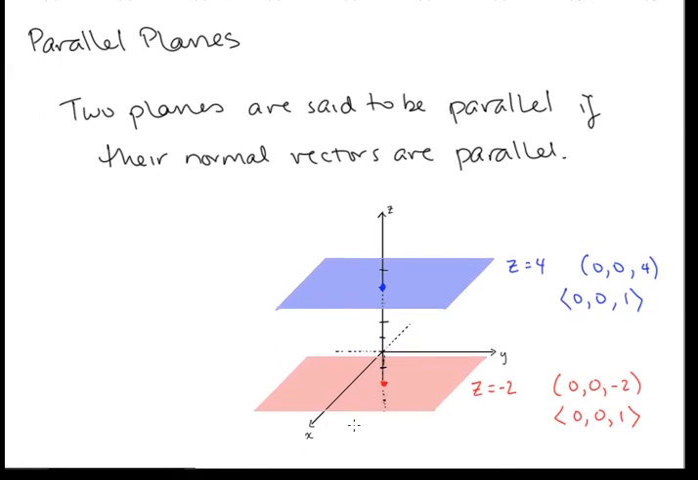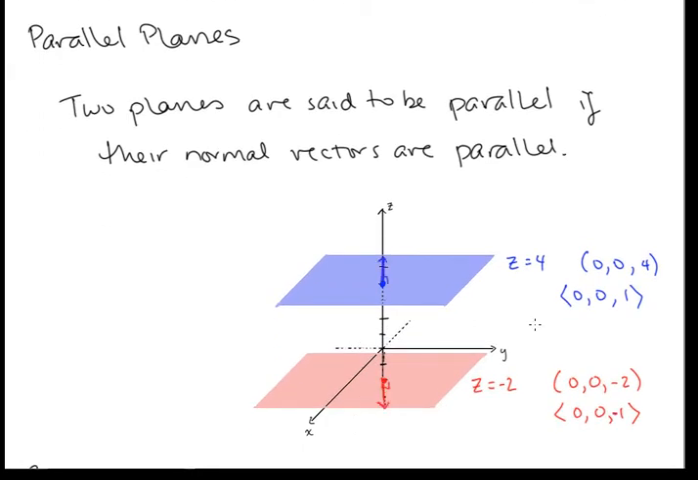Now let's talk about parallel planes. Two planes are said to be parallel if their normal vectors are parallel. The easiest example to visualize, I think, would be two different z constant planes. So for example, we have z equals 4 and z equals negative 2. Intuitively, we recognize that these are parallel planes. Let's take a look at their normal vectors.